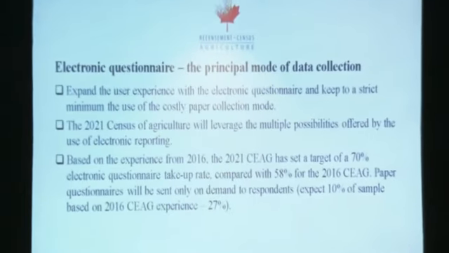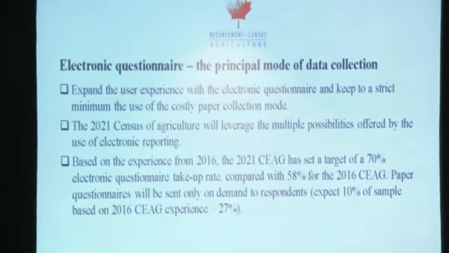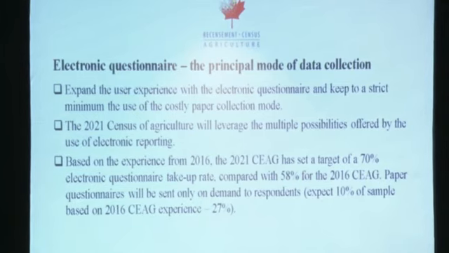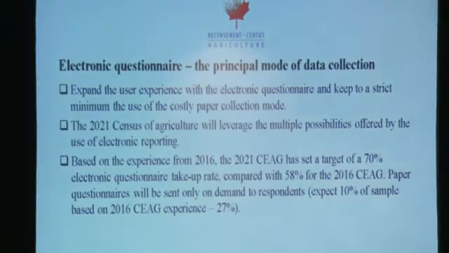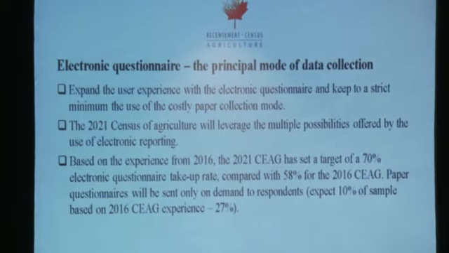We are also going to expand the use of electronic data collection methods. This is based on the experience from the 2016 Census of Agriculture. In 2021, we are targeting a 70% electronic take-up rate, compared with 58% in 2016. Paper will obviously be sent to respondents when they call the census helpline, and we are anticipating only 10% of the sample.